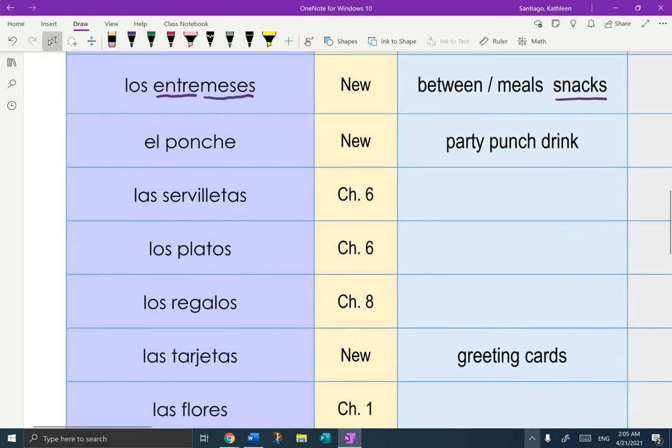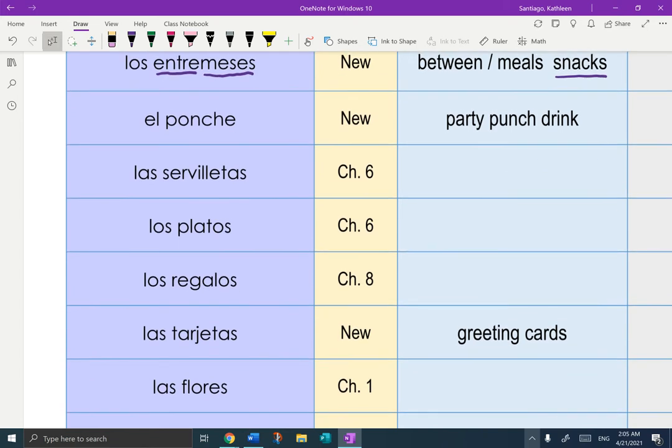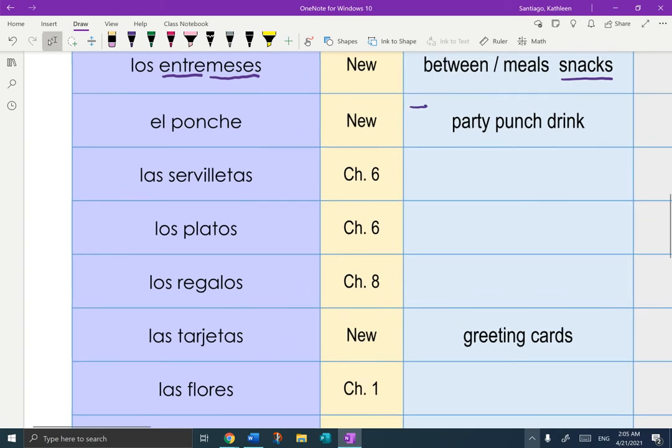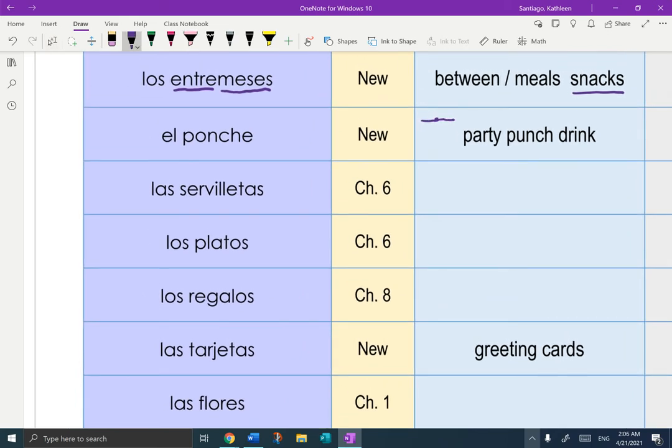El ponche, that's a new word. It's party punch, drink. So when I think about el ponche, I always think about a bowl that looks like, right? It's more like this on a pedestal, and it's got fancy drink in it, and you're probably drinking it out of a fancy party cup. There you go. El ponche.